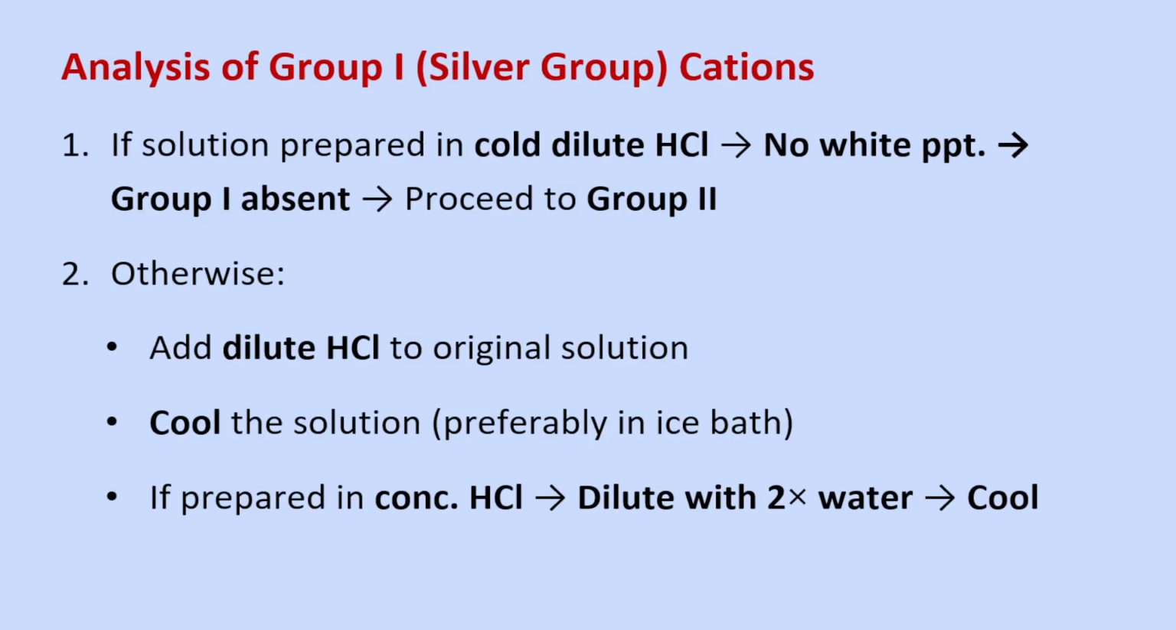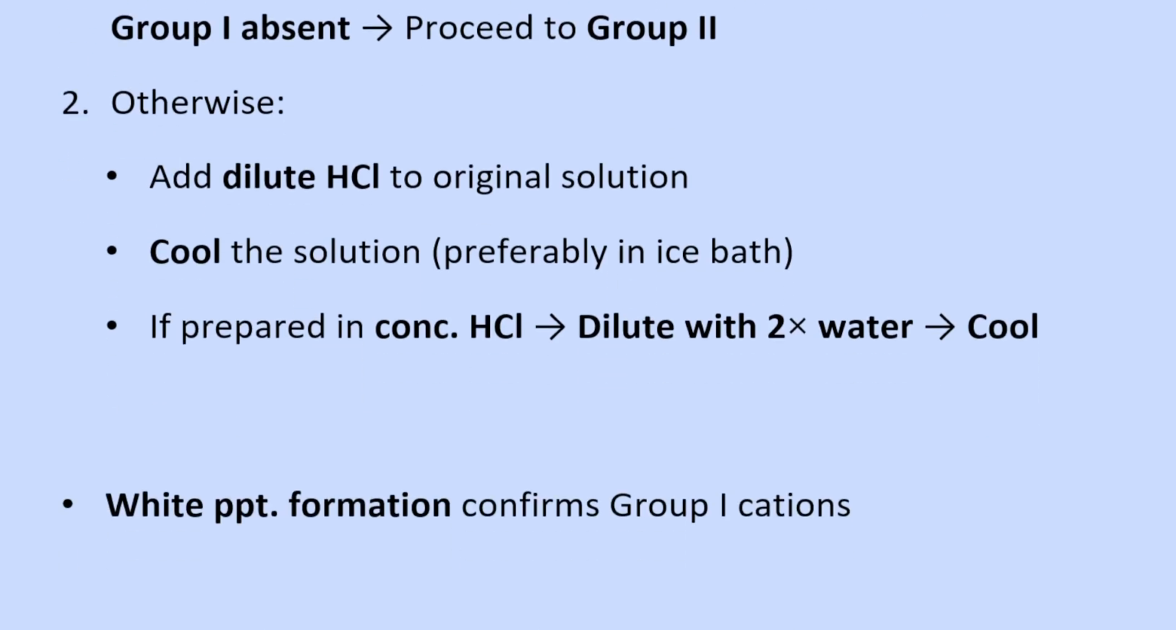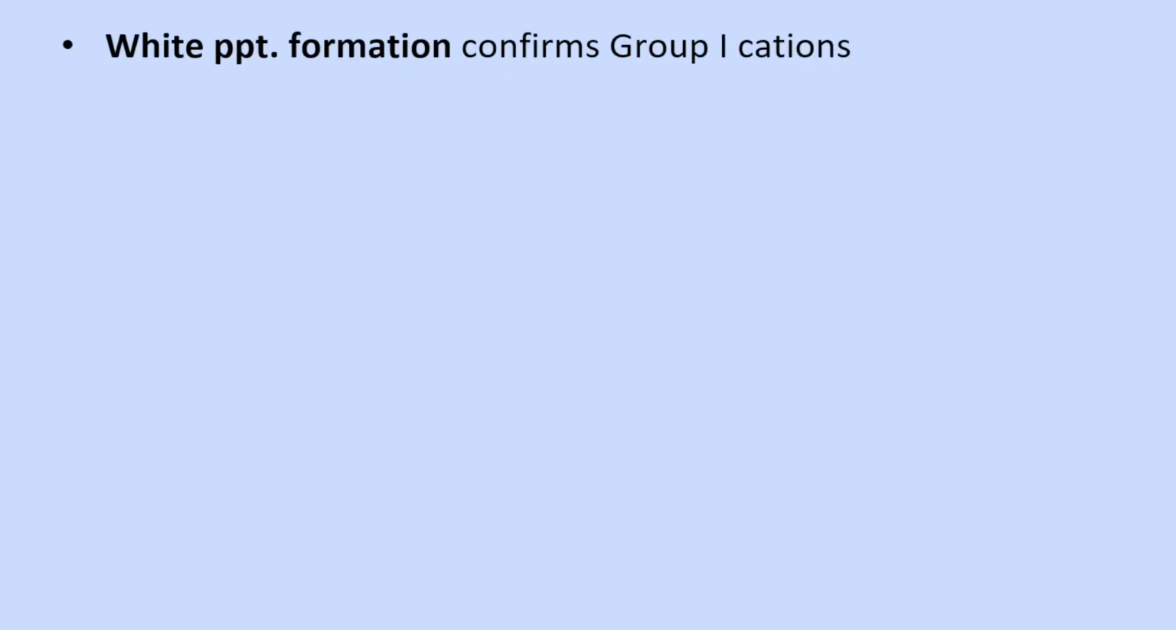Add dilute HCl to the original solution and cool it. Cooling is very important as it helps proper precipitation of chlorides, especially partially soluble lead chloride. If the original solution is prepared in concentrated HCl, then dilute it with twice the volume of water and then cool it. After cooling, look for any white precipitate. The formation of a white precipitate indicates the presence of group 1 cations.